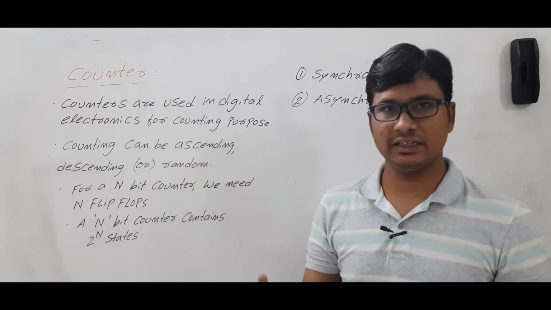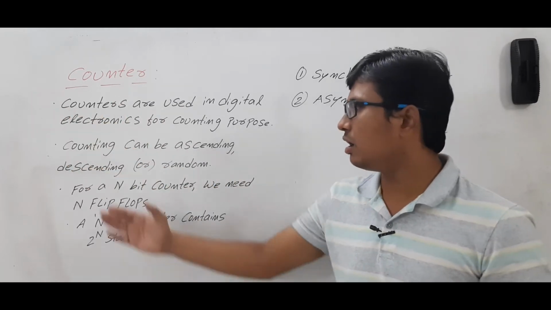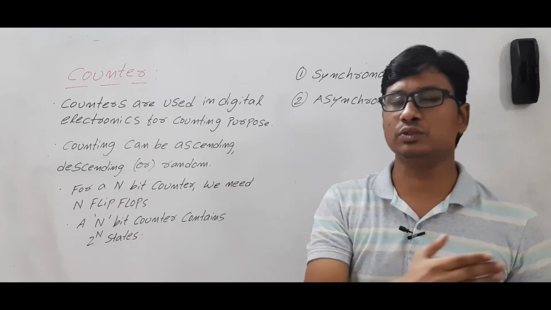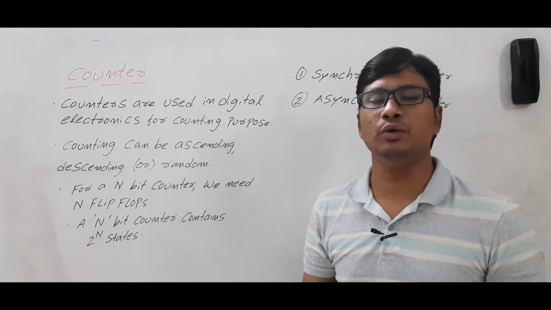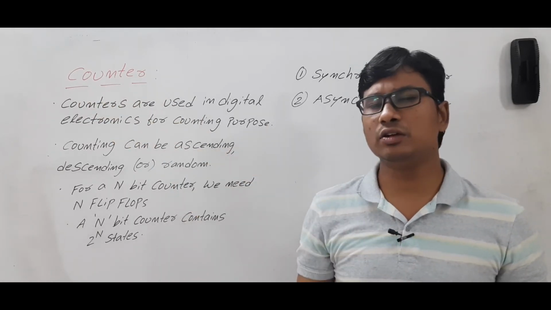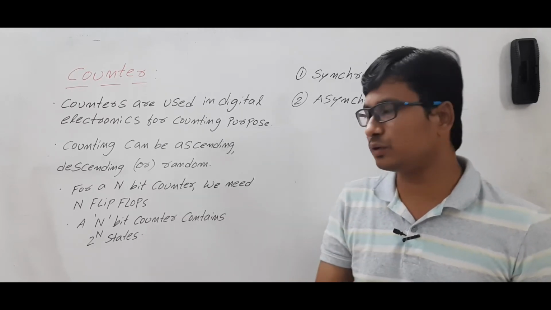Counters can be ascending, meaning increasing order 1, 2, 3, 4, and so on, or they can be descending, meaning n minus 1, n minus 2, and so on up to 0. Or we can even design a random counter like 0 to 3, 3 to 5, 5 to 1, like that also we can design random counters. All these things I will discuss in detail, don't worry.